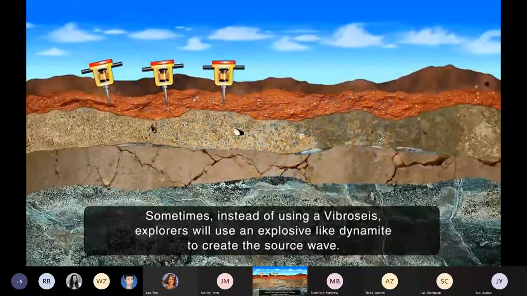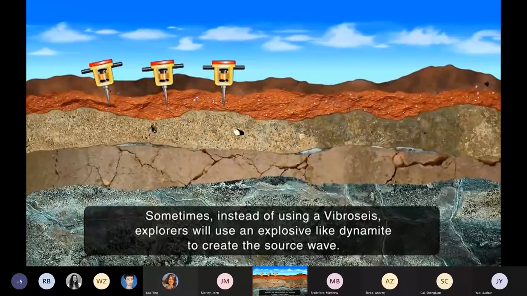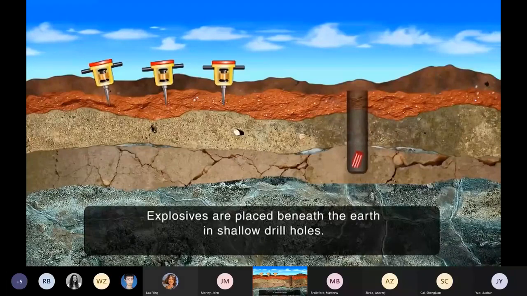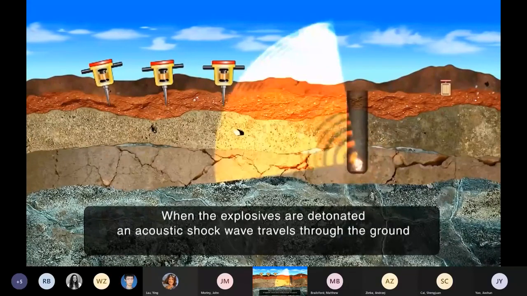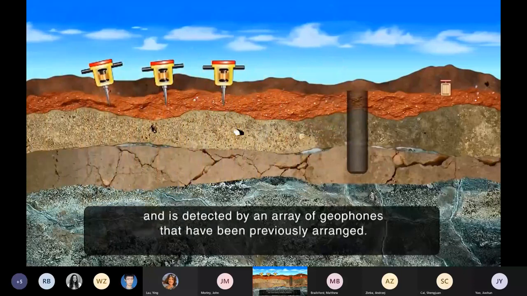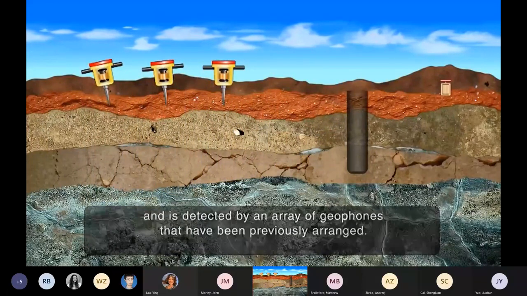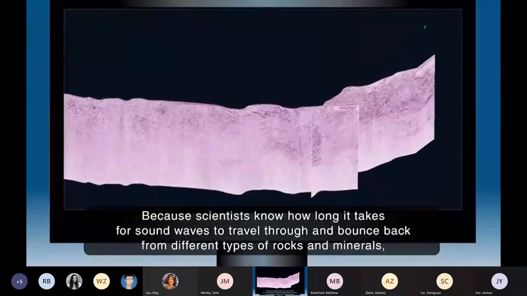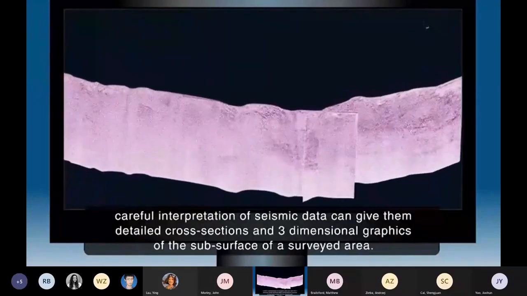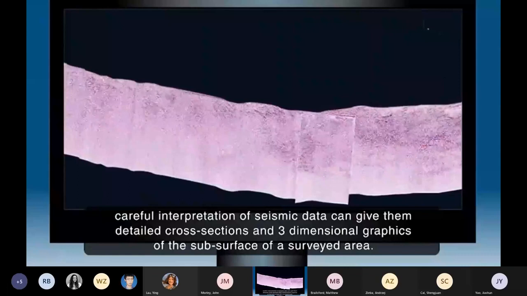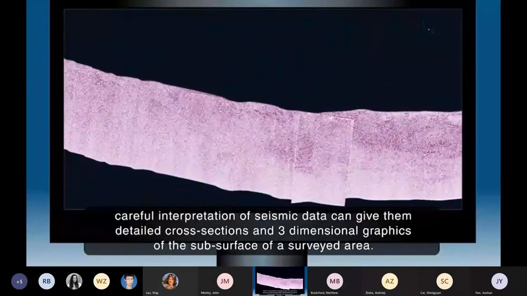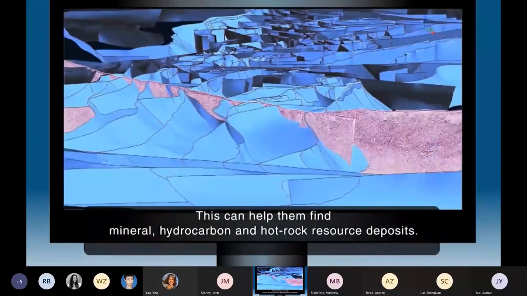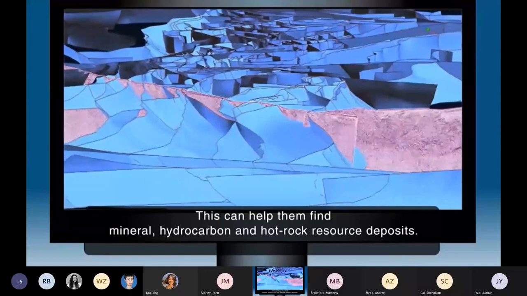Sometimes, instead of using a vibrosize, explorers will use an explosive like dynamite to create the source wave. Explosives are placed beneath the earth in shallow drill holes. When the explosives are detonated, an acoustic shock wave travels through the ground and is detected by an array of geophones that have been previously arranged. Because scientists know how long it takes for sound waves to travel through and bounce back from different types of rocks and minerals, careful interpretation of seismic data can give geophysicists and geologists detailed cross-sections and three-dimensional graphics of the subsurface of a surveyed area. This can help them find mineral, hydrocarbon, and hot rock resource deposits.